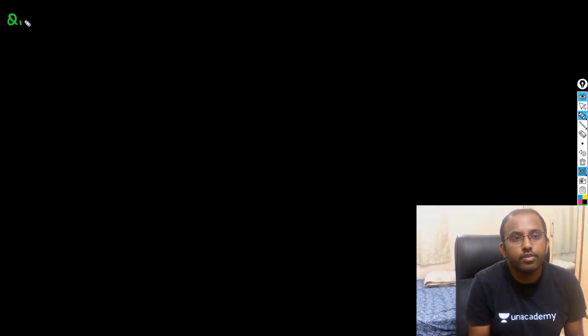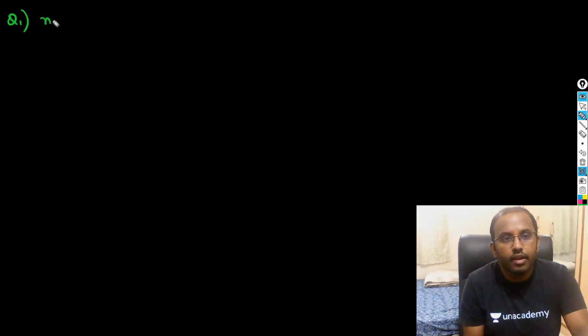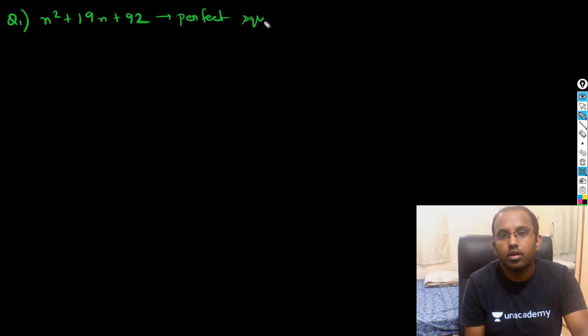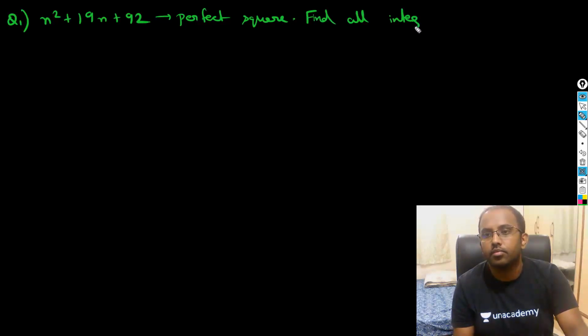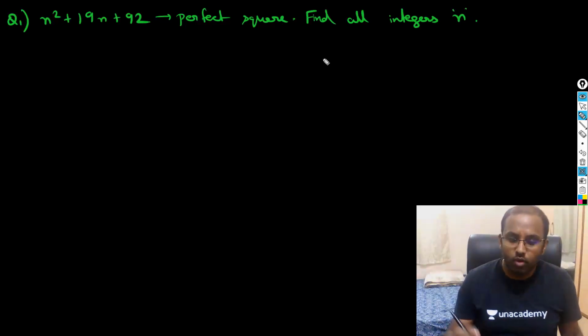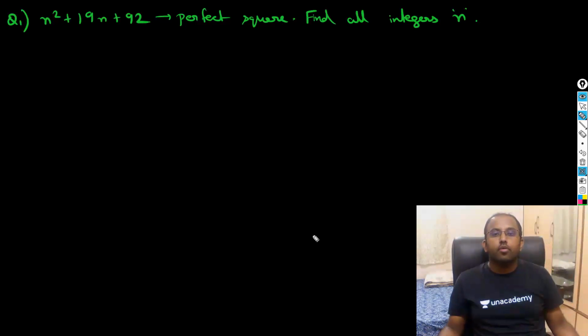Question 1 says: find all integers n such that n square plus 19n plus 92 is a perfect square. Find all integers n which satisfy this equation. That means how many values of n will satisfy this perfect square equation?